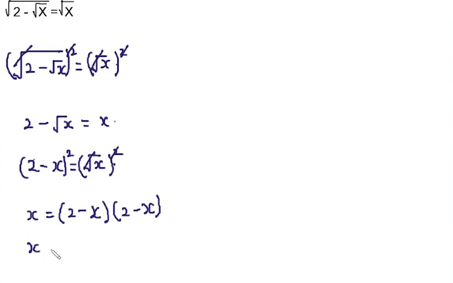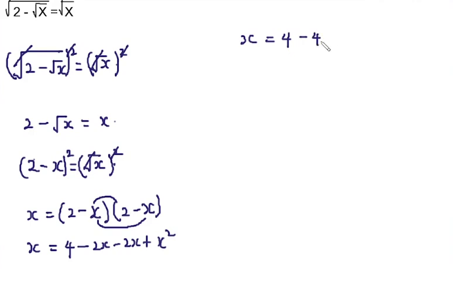So I have x is equal to 2 times 2, we have 4, and then 2 times the second x, we have minus 2x, and then x times 2, we have minus 2x, and then x times minus x, so we have plus x squared. So from here we can add up these things, and then we have x is equal to 4, minus 2x minus 2x, so this is minus 4x, and then plus x squared.